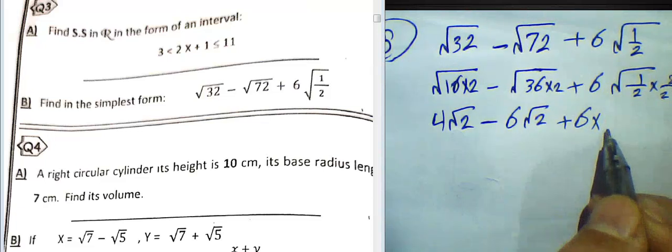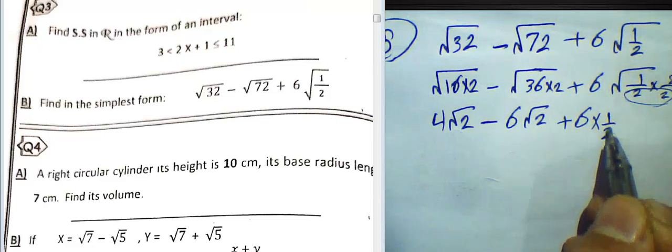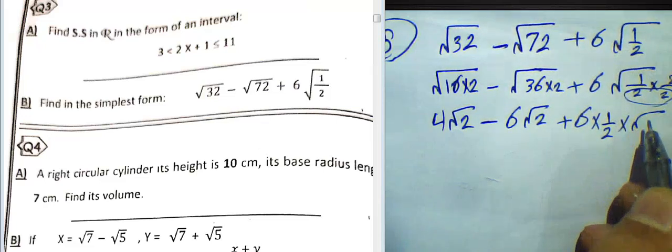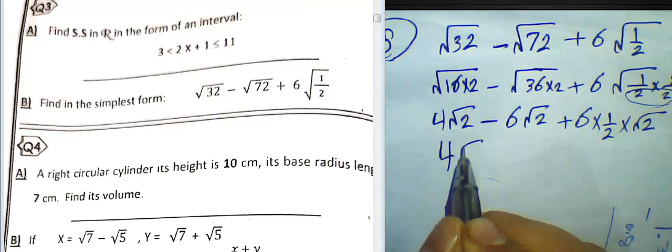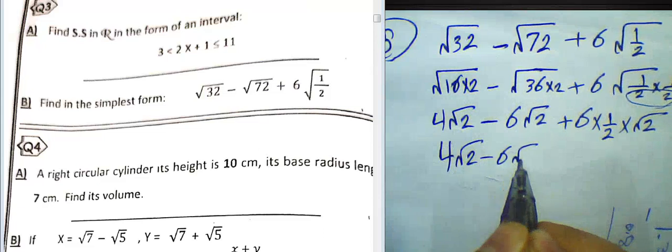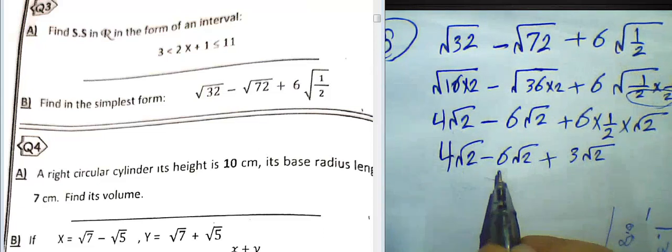Square root of 4 equals 2. In the denominator we can write 2 times 2 outside by writing 1 over 2, and 2 times 1 equals 2. 4 root 2 minus 6 root 2 plus 6 over 2 equals 3 root 2. 4 minus 6 equals negative 2.